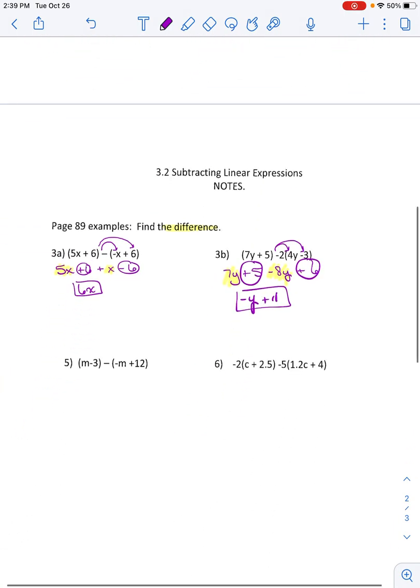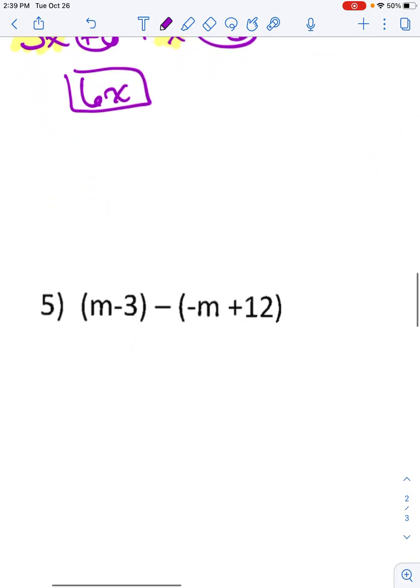There's not quite as many of these, so why don't you pause, try 5 and 6, and then see if you got them correct.